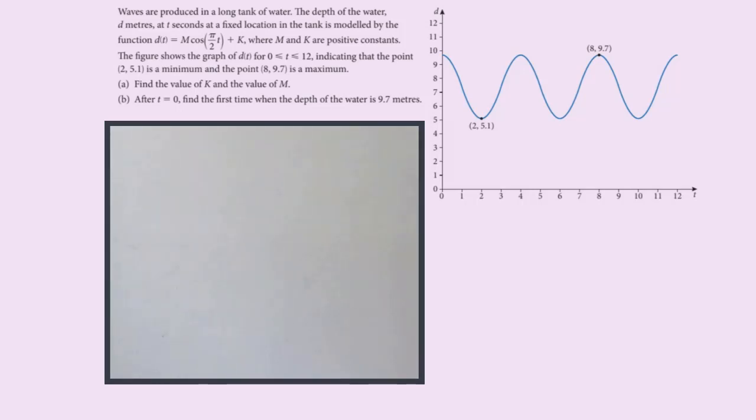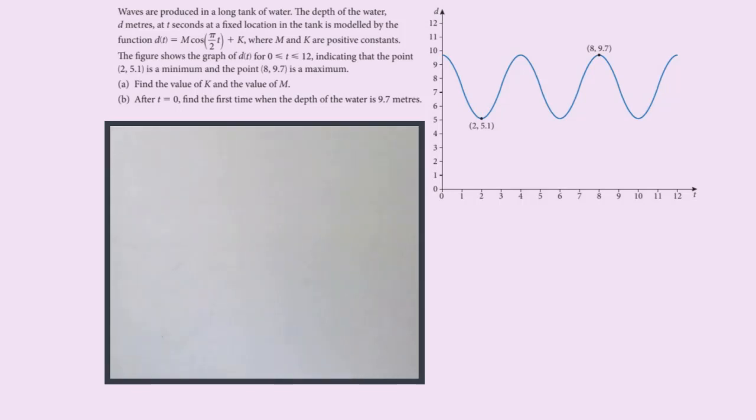Waves are produced in a long tank of water. The depth of the water, d meters at t seconds at a fixed location in the tank, is modeled by the function d(t). So depth as a function of time equals m cos(pi over 2 t) plus k, where m and k are positive constants.